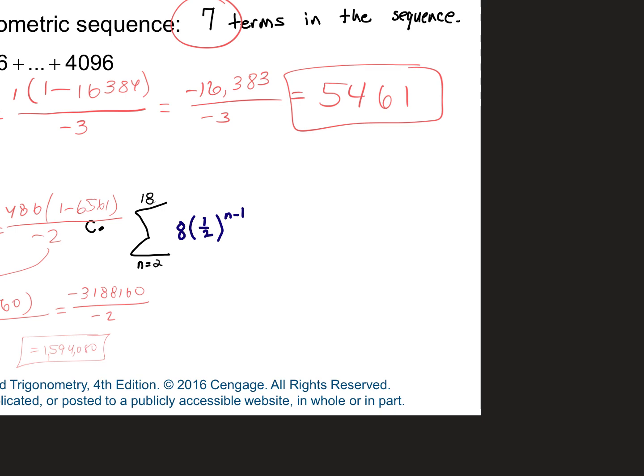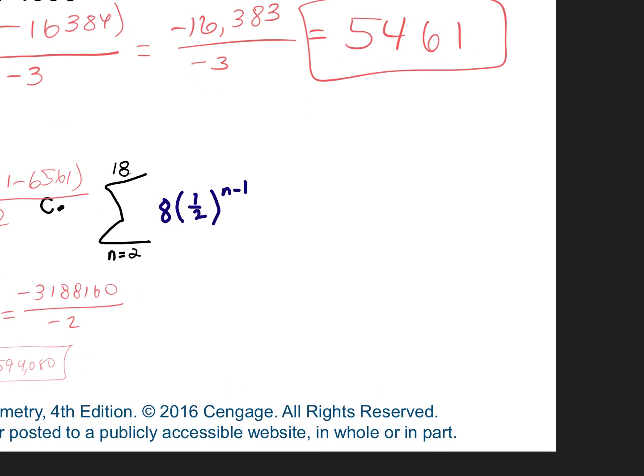Let's do one more. I want to do this one because it has a fraction. So again, think about the things we need. We need to know how many terms we're talking about. We need to know what the first term is, and we need to know what our common ratio is. How do you find out how many terms we're dealing with? 18 minus 2 plus 1 gives me 17, right? 17 terms. That's n.